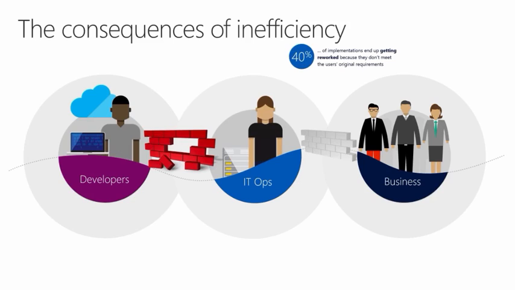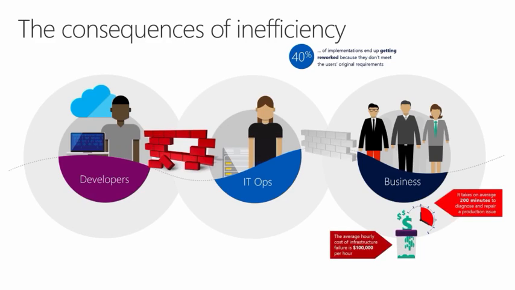And so we start thinking about the different things that happen, right? We see 40% of implementations end up getting reworked because they don't meet the user's original requirements. We start seeing problems with the fact that it can take on average 200 minutes to diagnose or repair a production issue, right? We take that with the fact that the average hourly cost of a failure is $100,000 an hour. You can see how this could really be impactful to a business's operations.